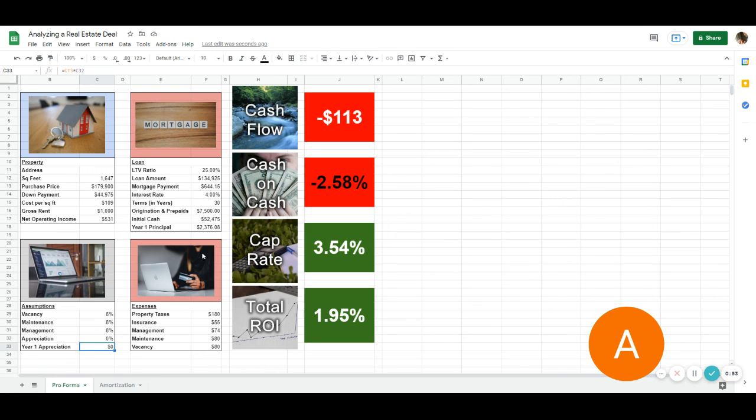So this is just a quick and easy spreadsheet for how to analyze a deal to see if it's something you're interested in.